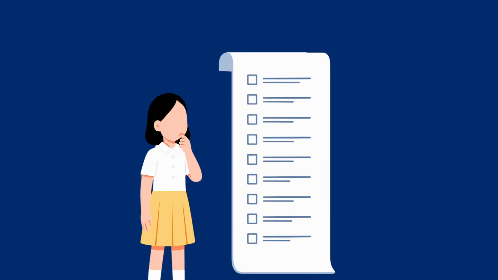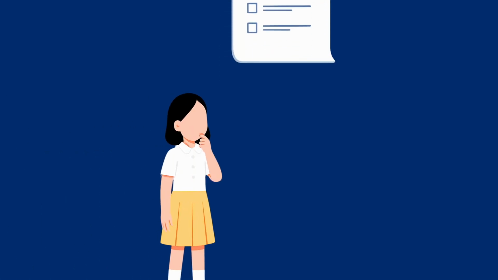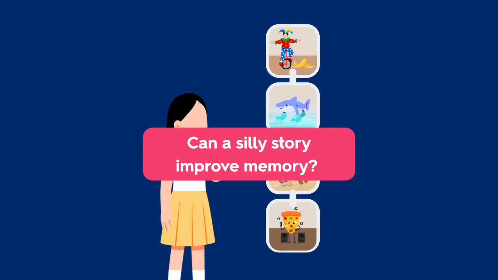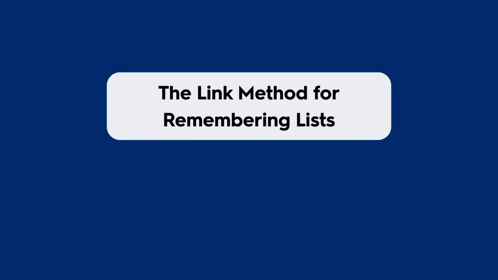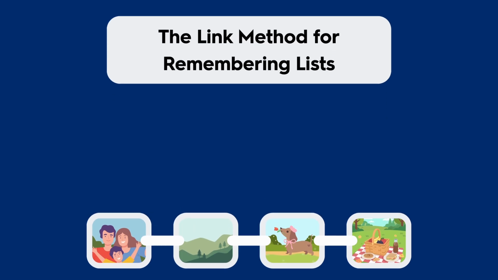Have you ever looked at a list and thought, there is no way I am remembering all of this? What if the trick was not trying harder, but making the list more visual and more ridiculous? In this video, you will learn how the link method helps you remember a list by turning each item into a picture, then connecting those pictures into a story.